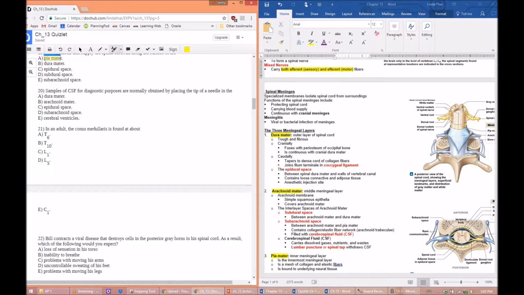Samples of CSF for diagnostic purposes are normally obtained by placing the tip of a needle in the D, subarachnoid space. In the arachnoid mater.